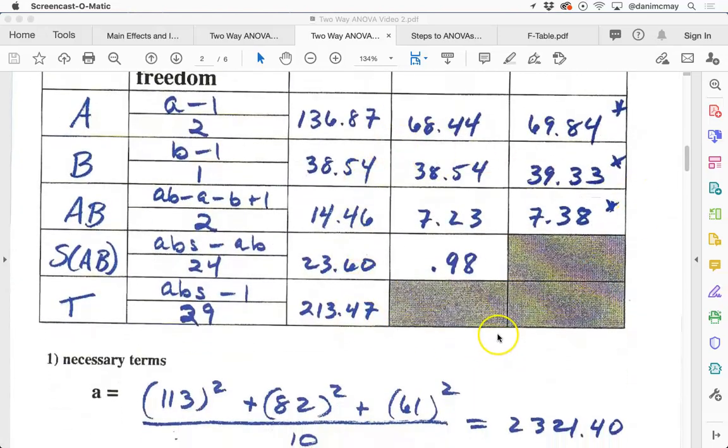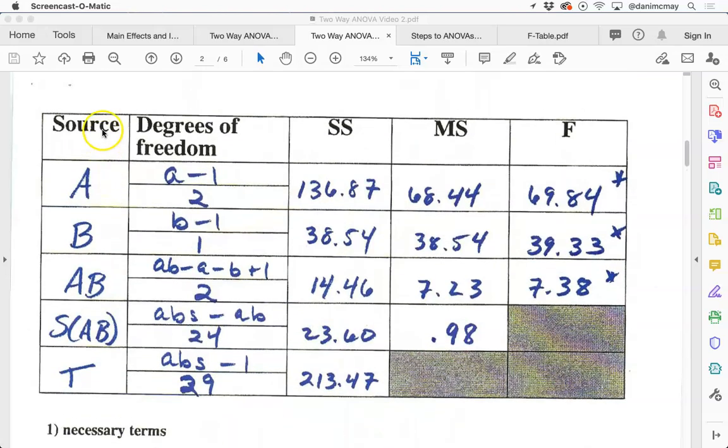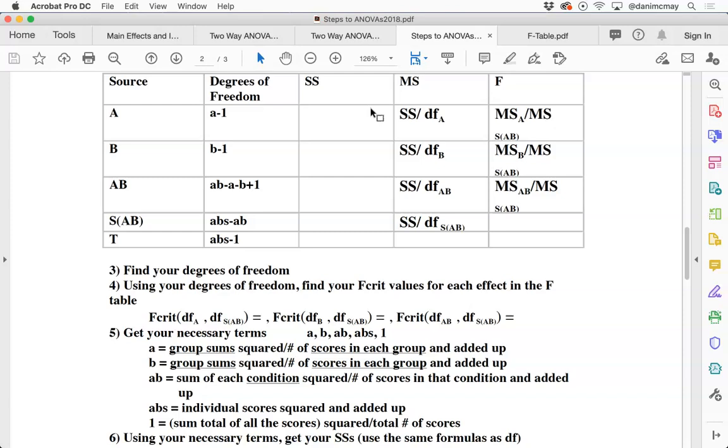So I've already filled the whole thing out, but what you would do is you start with your source table. And it's A, B, A by B, subjects nested in A, B, and the total. And the main thing you need to remember here is the degrees of freedom. So A minus 1, B minus 1, AB minus A minus B plus 1, ABS minus AB, and then ABS minus 1. Okay, and remember that comes back from here, our steps to ANOVA right here. All right.